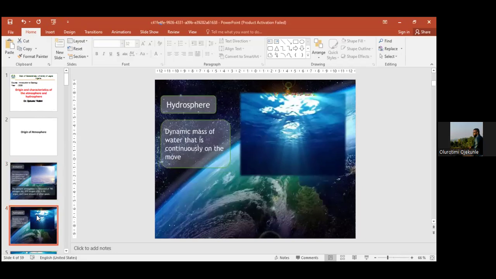So since we are going to be talking about the atmosphere and hydrosphere, I'm going to define what a hydrosphere is. It's the dynamic mass of water that is continuously on the move.